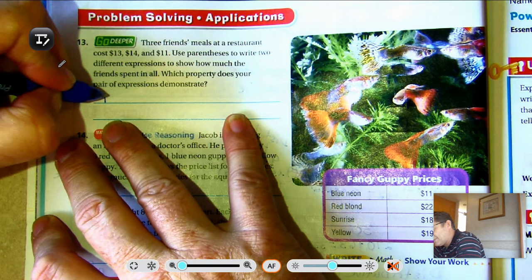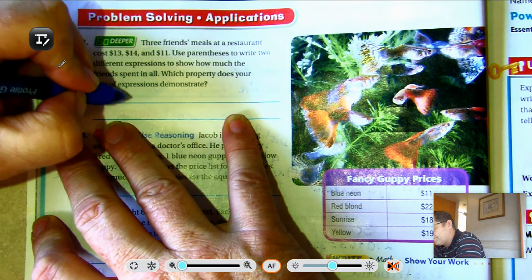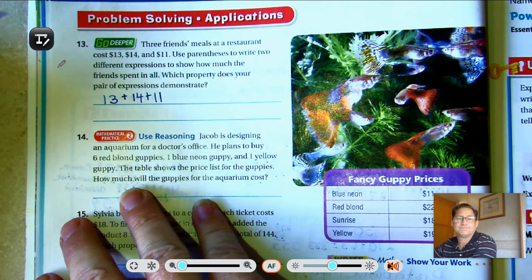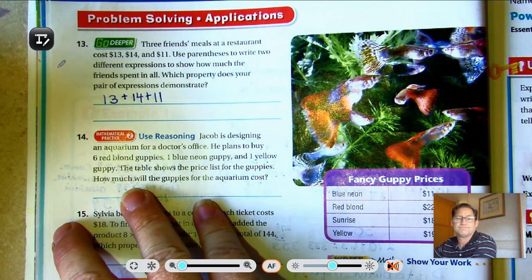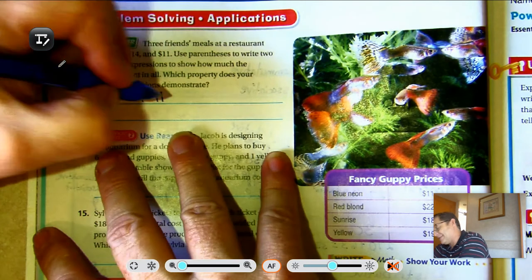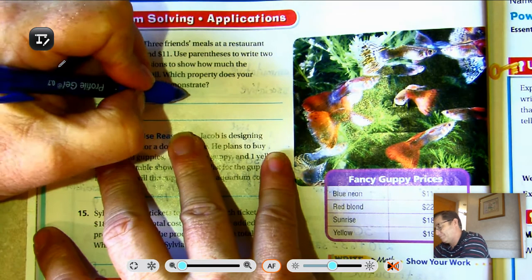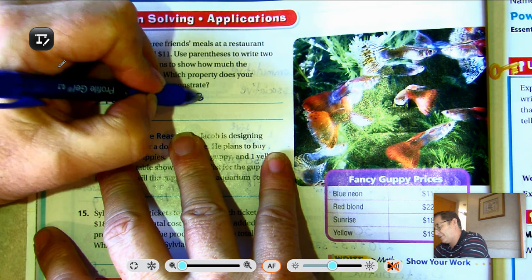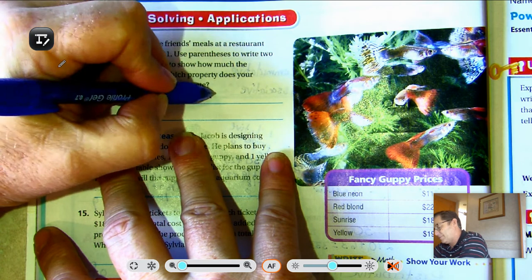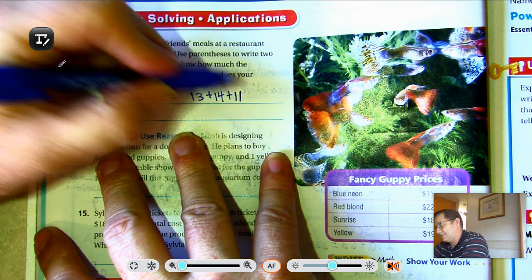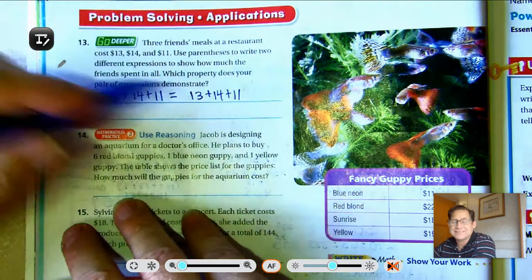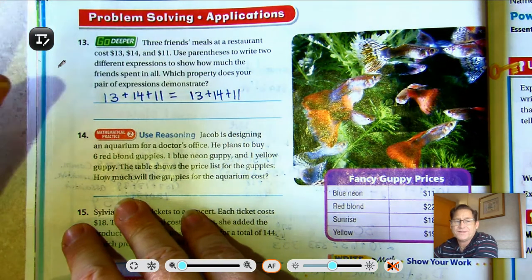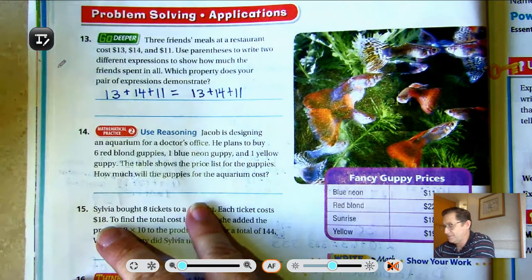So we have 13 plus 14 plus 11 is equal to 13 plus 14 plus 11. Okay, so we're using the same numbers, right? Same order. How can we use parentheses to make these two different expressions?